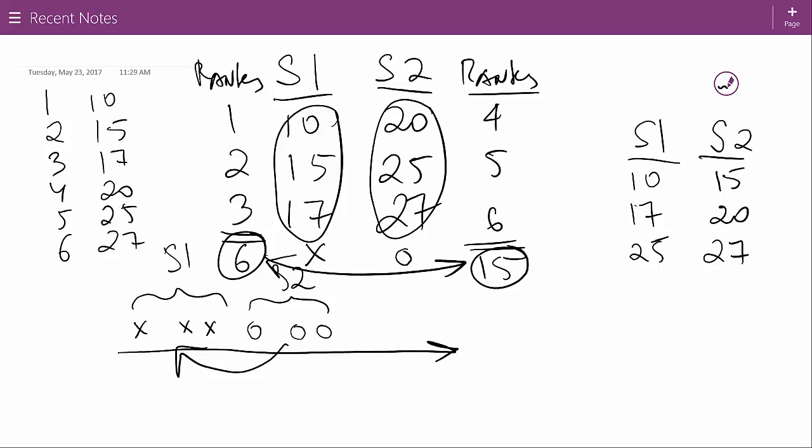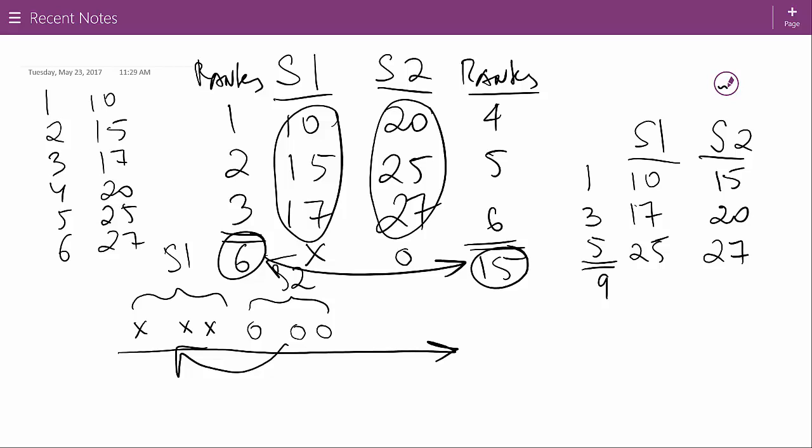Okay? So obviously, I'm going to have the same ranks, right? But positioned differently. Now, in my sample number 1, the ranks are: 10 is number 1, 17 is number 3, and 25 is number 5. So my sum of ranks is going to be what? 1 plus 3 plus 5 gives me 9, right?